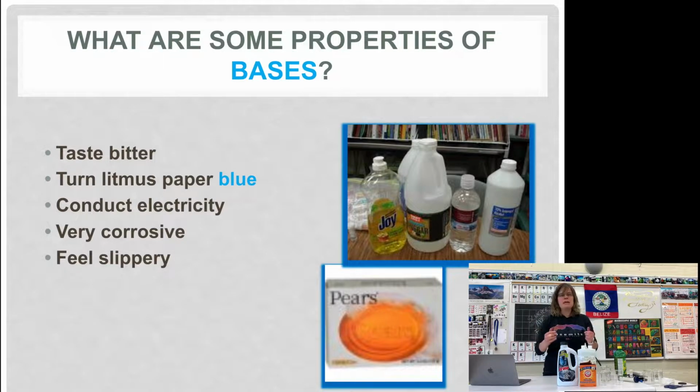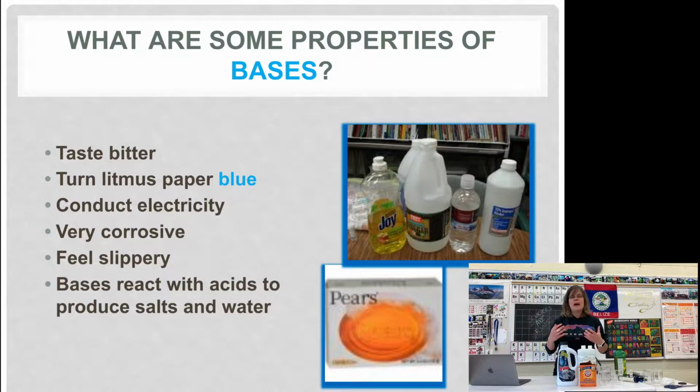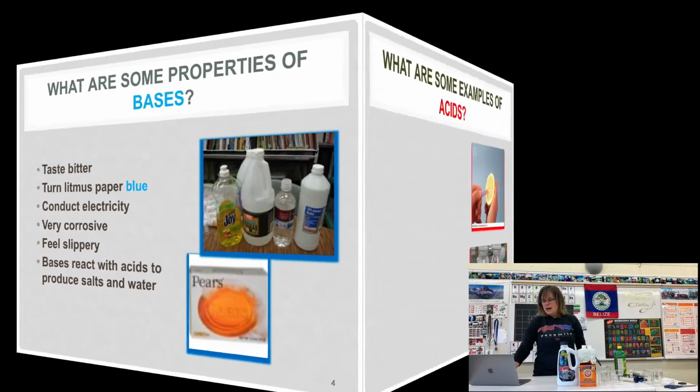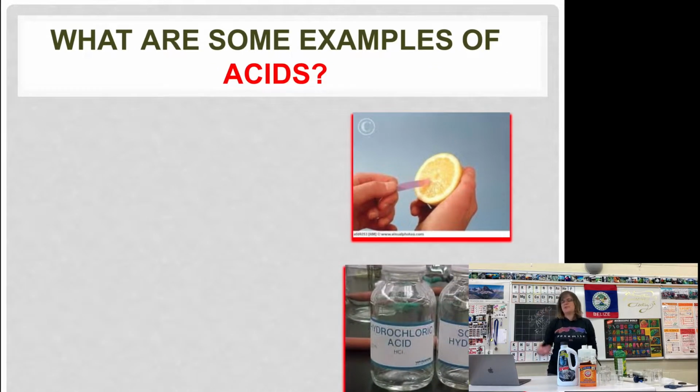It feels slippery, so it has a sensation or a feeling to it, and they react with acids. So bases react with acids to produce salts and water, which is neutralization. So when you put a base with an acid, it neutralizes and it makes water and salt. All right, so what are some examples of acids?